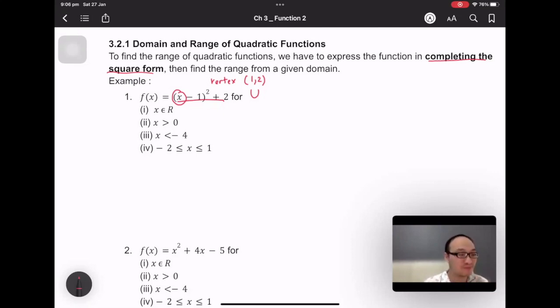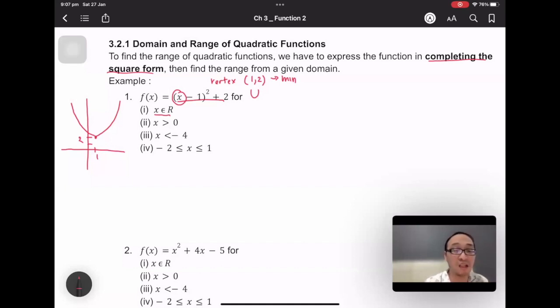Now, that means we can find the vertex (1, 2). So here, 1 and 2, and this is the U shape. The vertex is the minimum point. So we can sketch it like this.